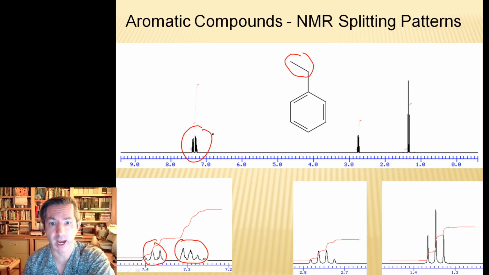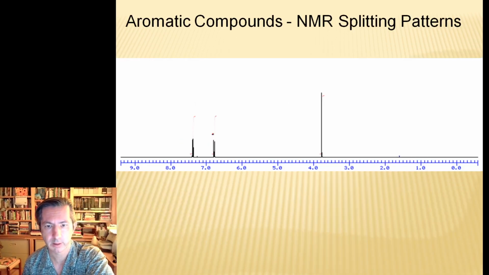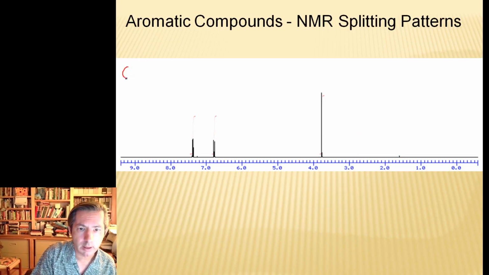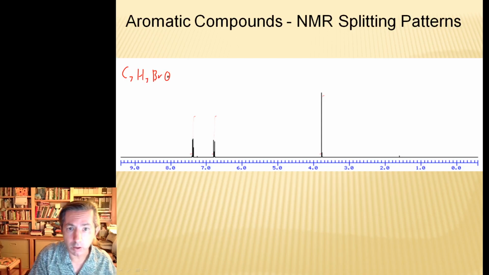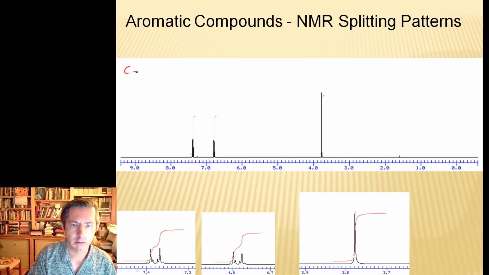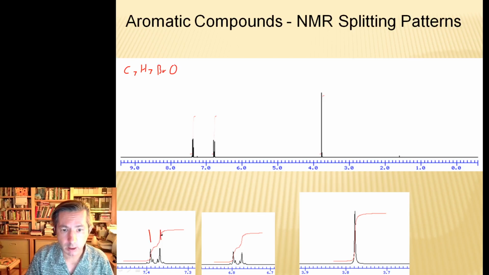Let's take a look at another common pattern. And let's see, this fellow would be C7H7BrO. And we can even zoom in a little bit. And so we actually have a doublet in this region and a doublet over here. 2 symmetrical doublets about the same size.